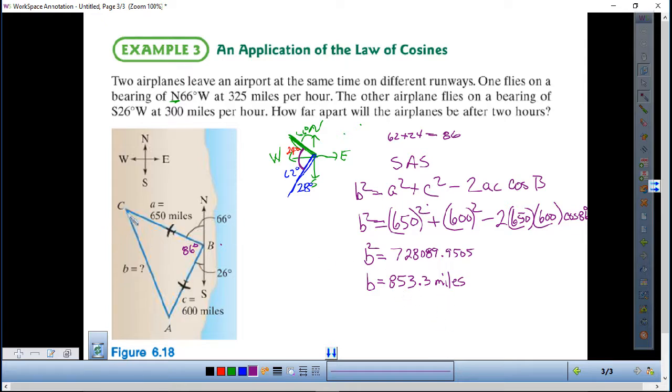Now, notice we don't have to find angle C and angle A. All they're looking for is that. So you have to be able to apply it and figure out what they want you to find.